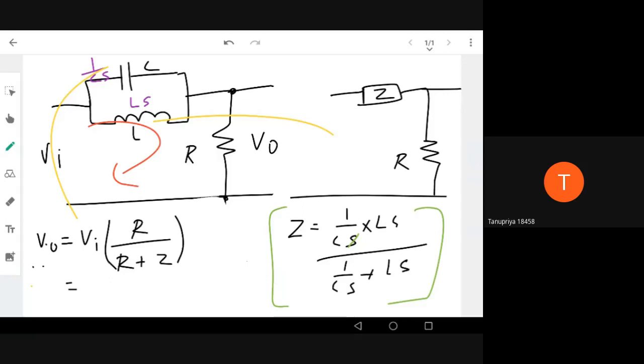So r divided by r plus z, we know r is the symbol r divided by r plus, this whole thing comes here, right? The whole thing comes here, and you can simplify it. Okay, so things are not difficult. It is easy, but you just need to see the algebra. So we are trying to derive the transfer function. Okay, so can anyone tell me the answer for this?